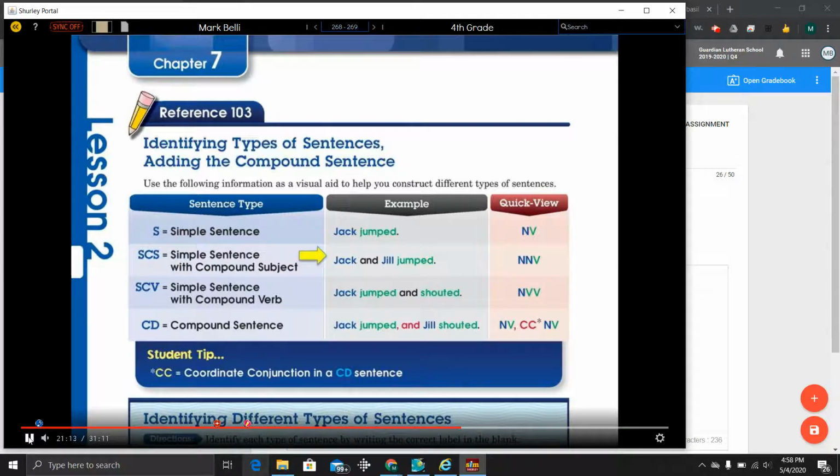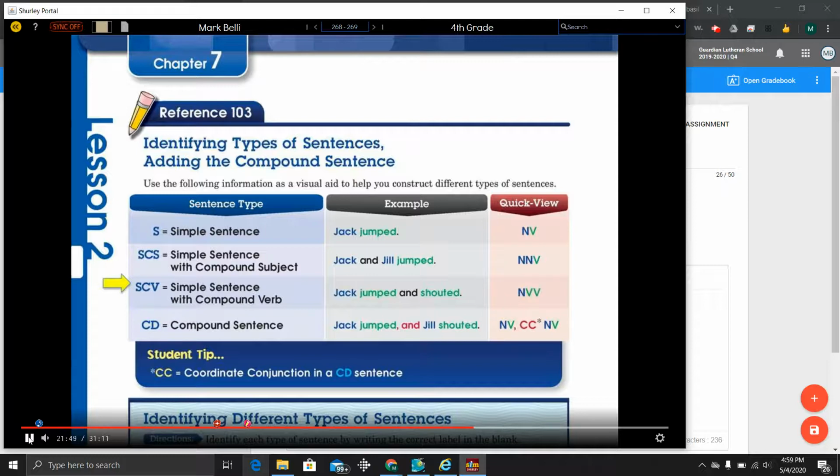Let's read the example together. Ready? Jack and Jill jumped. If you take a closer look at the quick view, you can see that it's color-coded. The nouns Jack and Jill are in blue, and the verb jumped is in green. There are two nouns in this subject because we are working with the sentence type, simple sentence with a compound subject.